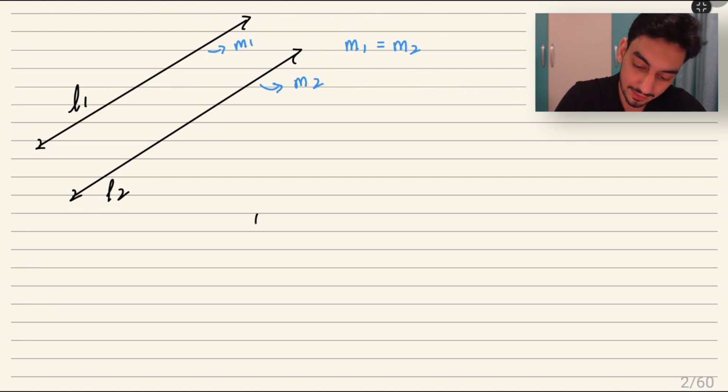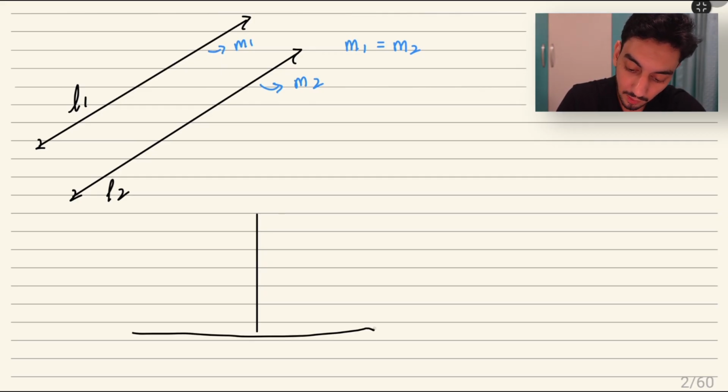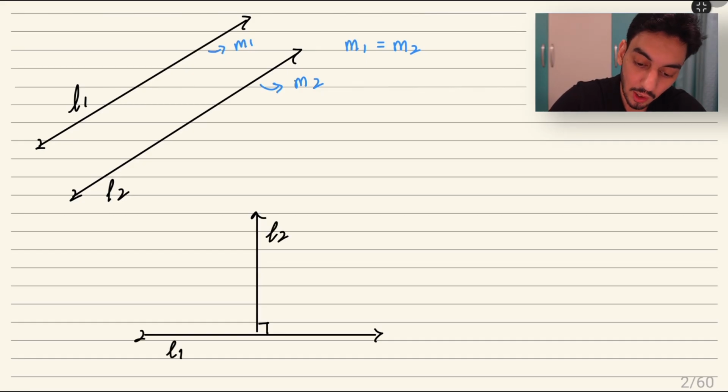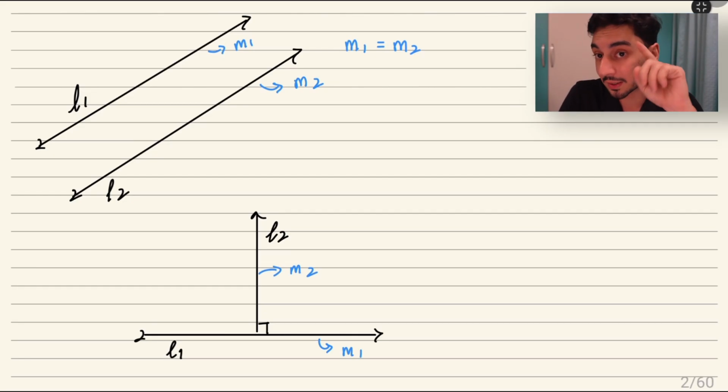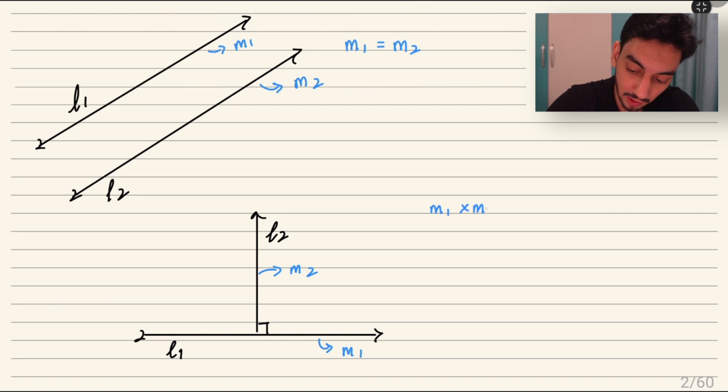Very important. Next concept. Let's say I have a line over here like this and I have another line over here like that. I could say that these two lines are perpendicular to each other. This is L1 and let's say this is L2. I can say that the slope of L1 is M1 and I can say that the slope of L2 is M2. Now, when lines are parallel, the slopes are equal to each other. But when lines are perpendicular to each other, the product of the slopes is -1. So M1 times M2 is equal to -1.